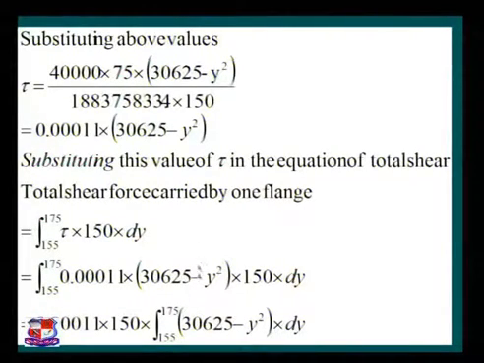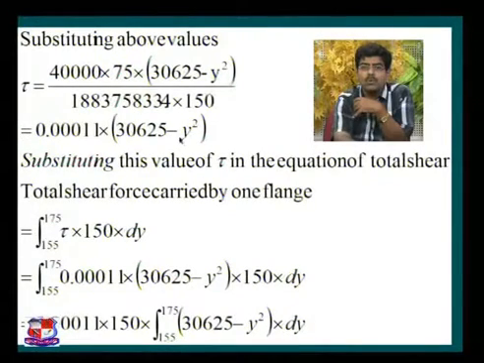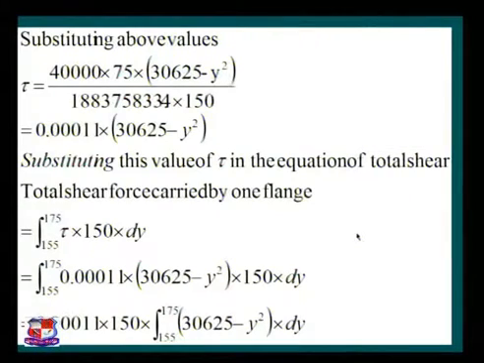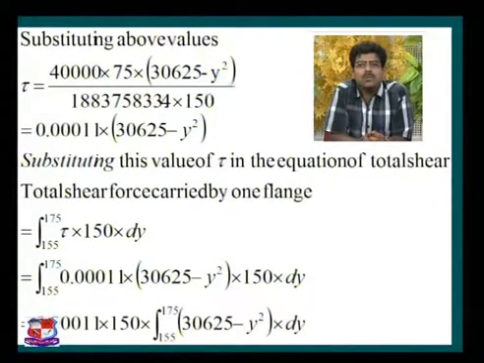So substituting all these values, tau is equal to 40,000 multiplied by 75 bracket 30625 minus y square divided by the I and B value. So tau comes in proportion with y square. So tau is equal to 0.00011 into bracket 30625 minus y square. Now substituting this value of tau in the equation of total shear, because the intention is to find out the total shear force, and we know that it is nothing but the integration from 155 to 175 of tau 150 dy. The value of tau we have found in terms of y square, 0.00011 bracket 30625 minus y square. This is the value of tau into 150 dy.